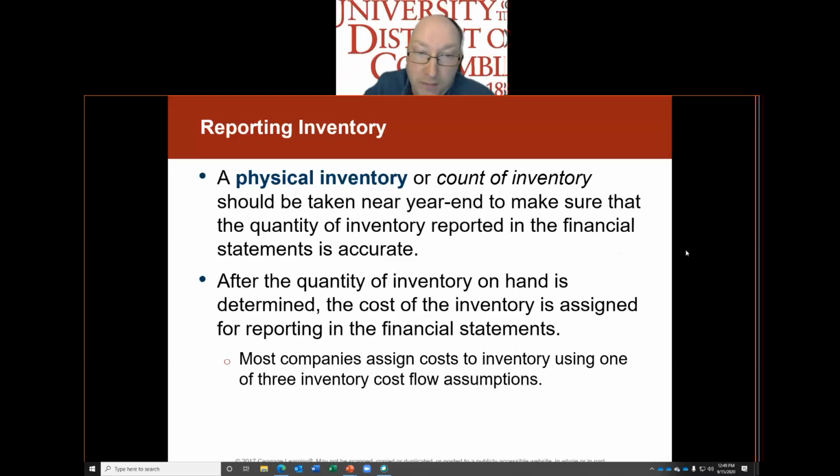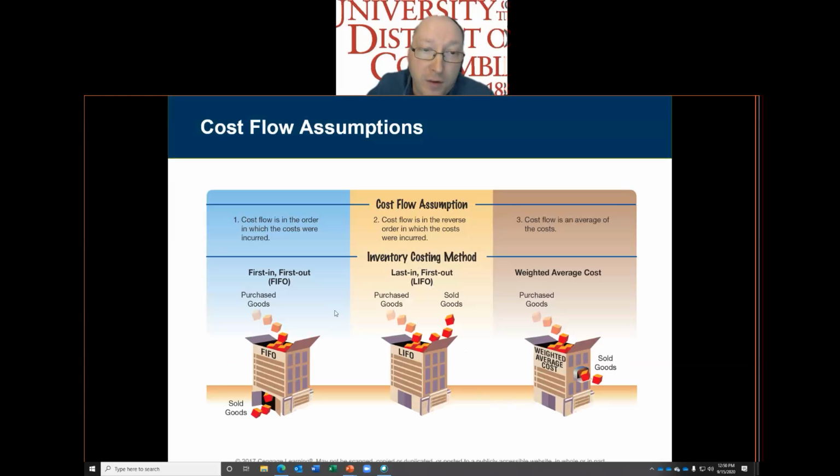After the quantity of inventory in hand is determined, the cost of the inventory is assigned for reporting in the financial statements. Okay, here's a cost flow. Now, some companies, you should select one and stick with it. Okay, there are three types of cost assumptions, and to value your inventory, you should select one of these and stick with it throughout the whole company. If you change it, it can be quite costly.